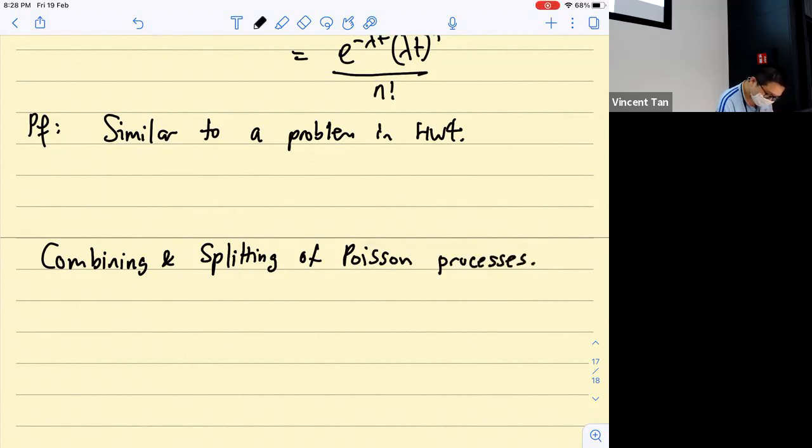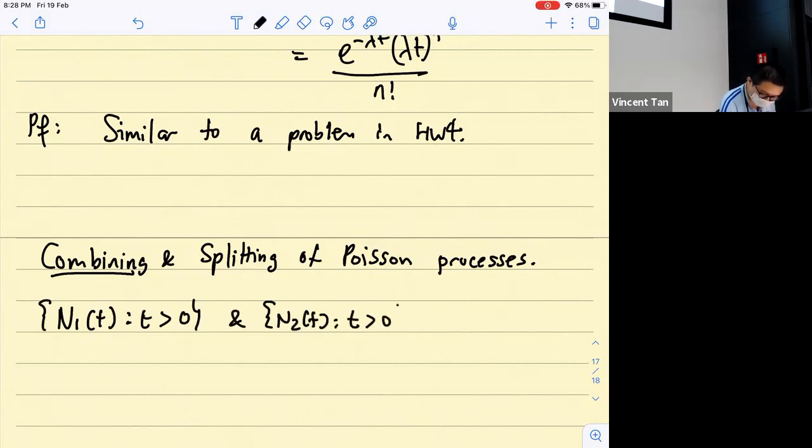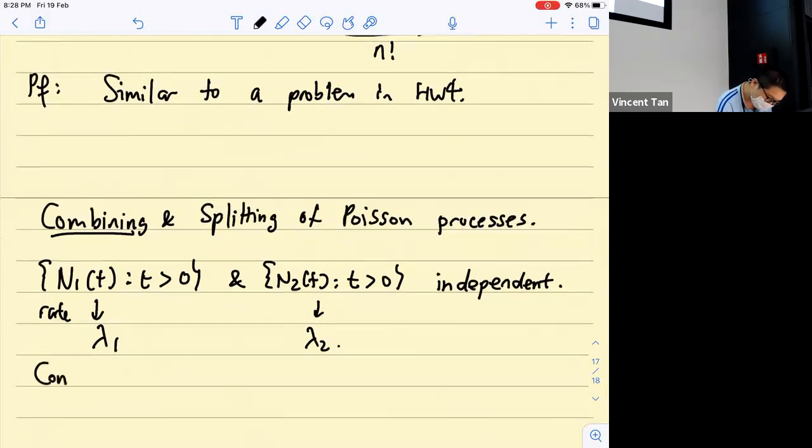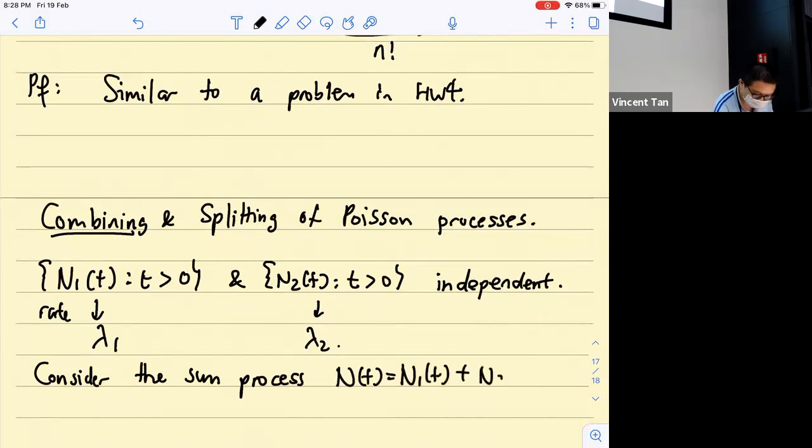Okay, so let's talk about combining first. This is not too difficult. We have these two Poisson processes, N1(t) and N2(t). They are independent, and this has rate lambda 1, and this is rate lambda 2. Now we consider the sum process, N(t) equals N1(t) plus N2(t).